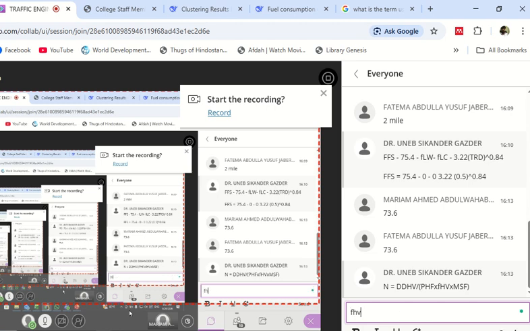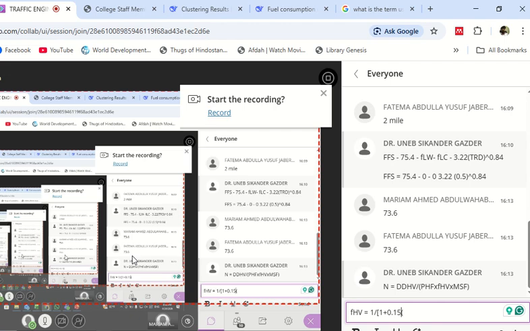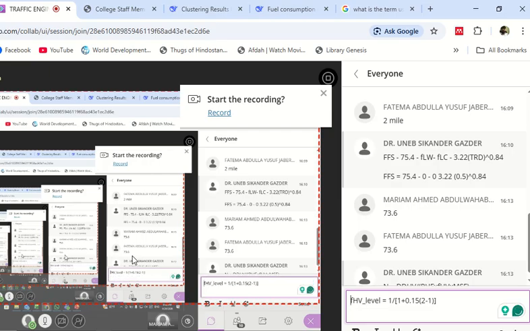FHV is 1 divided by 1 plus percentage of trucks, which is 15% trucks, times EHV minus 1. Now EHV depends upon terrain. I told you we have 3 terrain conditions. So let us do it for level. For level, EHV is 2. There's a table, and I'm giving you the value from the table.